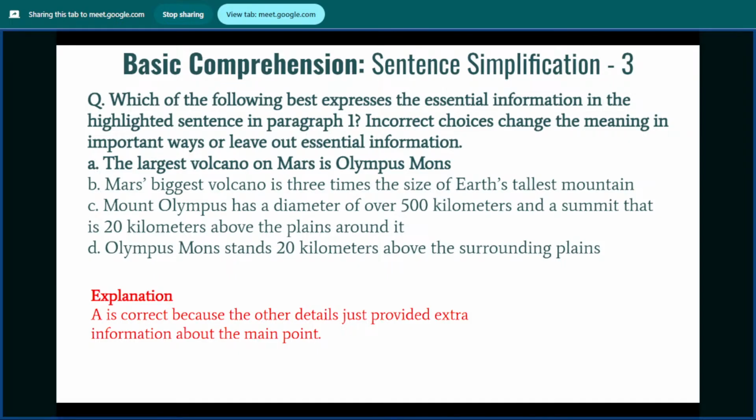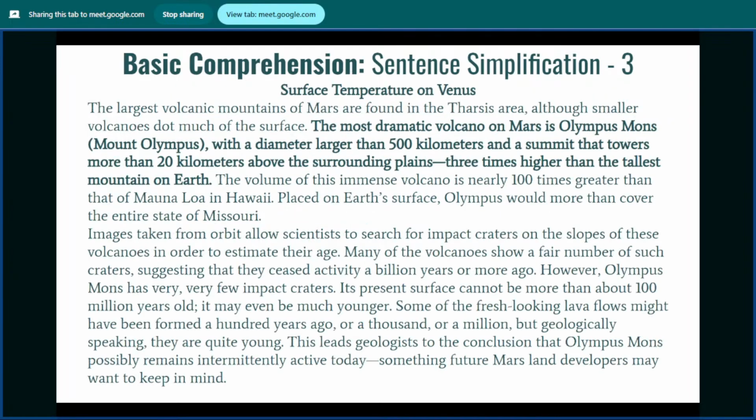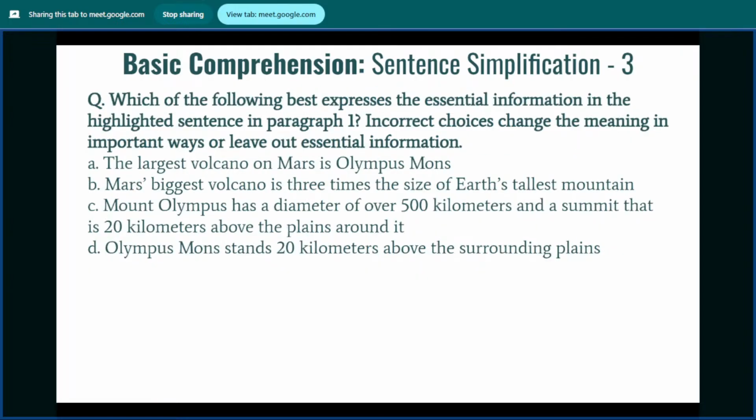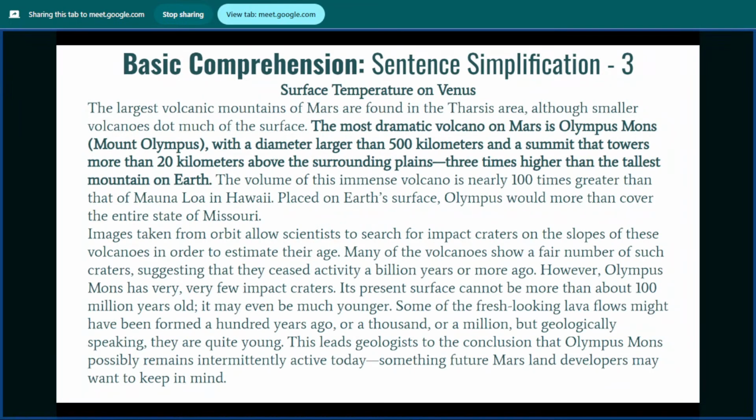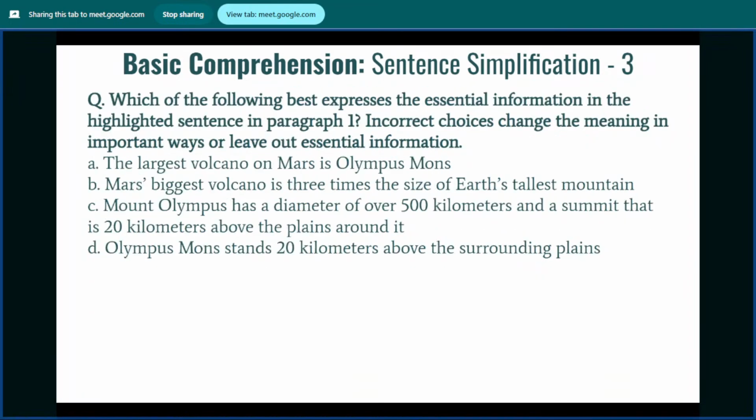I think I'm a bit confused. I believe that B was more correct because the largest volcano is also given three times the size of Earth's tallest mountain. Yes ma'am, but in option B it's also given that Mars' biggest volcano is three times the size of Earth's tallest mountain. Yeah, but what is the most essential information? The name of the volcano.